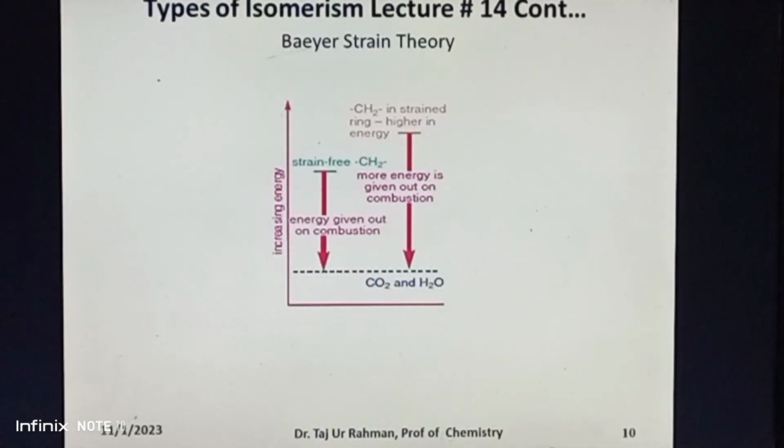Look at this graph. This graph shows the relationship for the energy released per CH2 group in a strained ring and a strain free CH2 on combustion. From the look of this graph, it is clear that the energy released on combustion by CH2 in a strained ring is higher than that of a strain-free CH2 group.